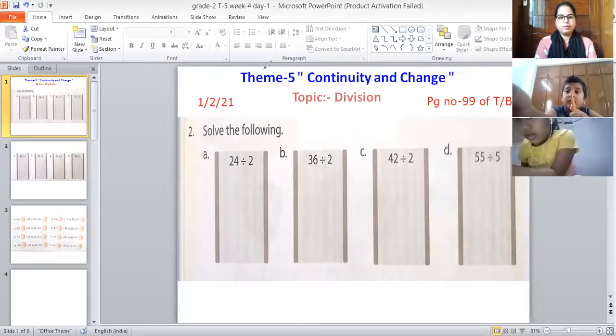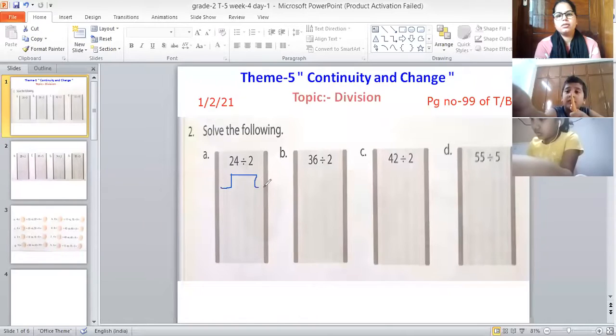24 divided by 2. Very good. So this is 24 divided by 2. So what we will do is, you know how to write these two numbers. Aliza, which number will come inside and which number will come outside? Yeah. 24 will come inside and 2 will come outside.